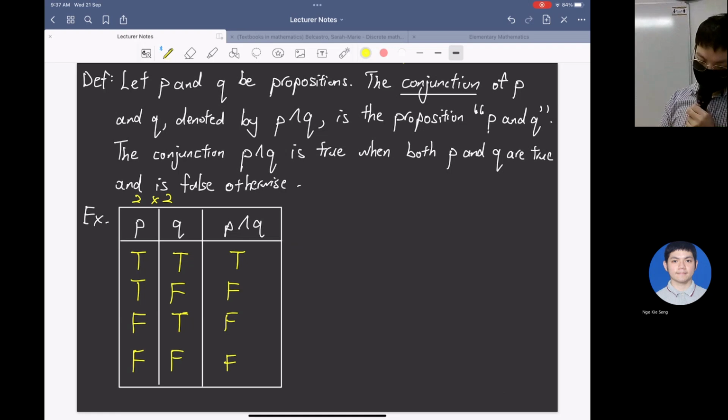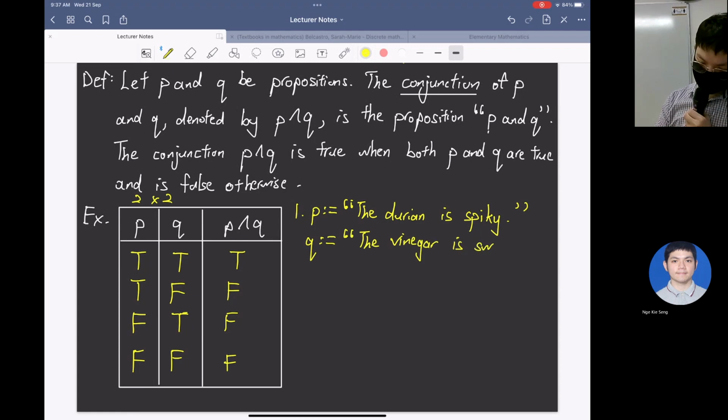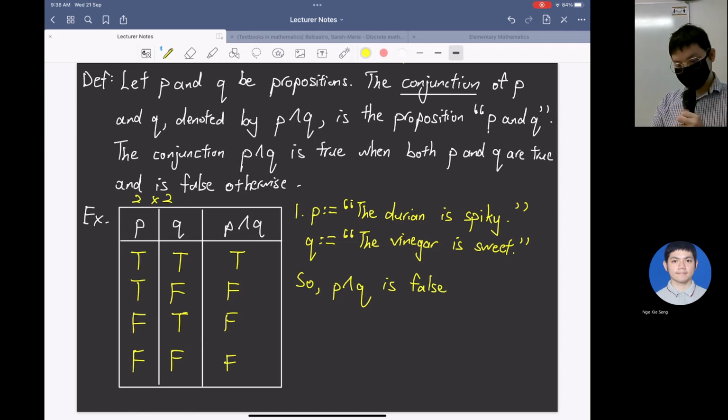Okay, let me give you an example. First of all, let P be: the durian is spiky. Then Q: the vinegar is sweet. So is P and Q true or false? False. Why? Because Q is false, although P is true. So one false, and the whole statement is false.